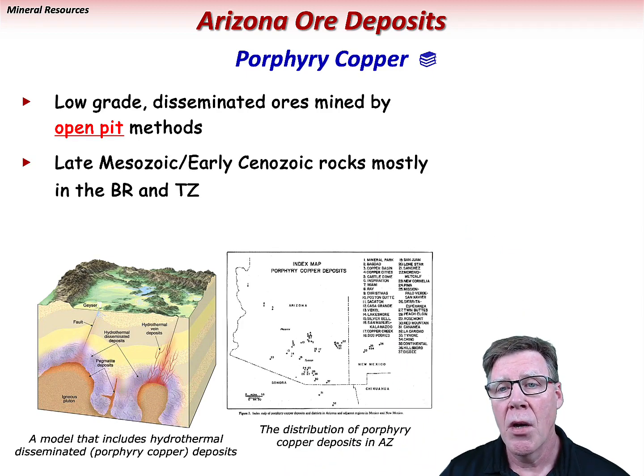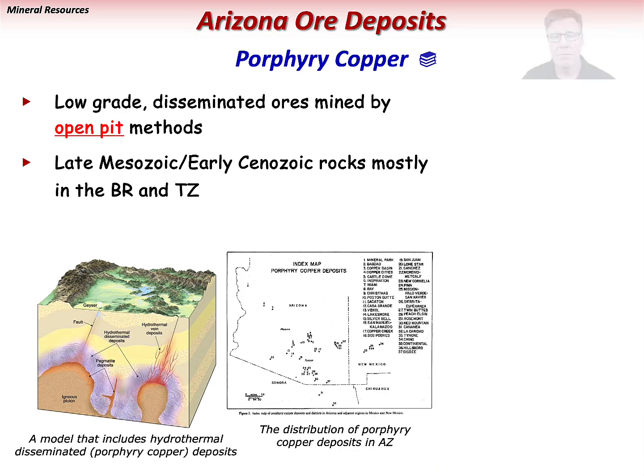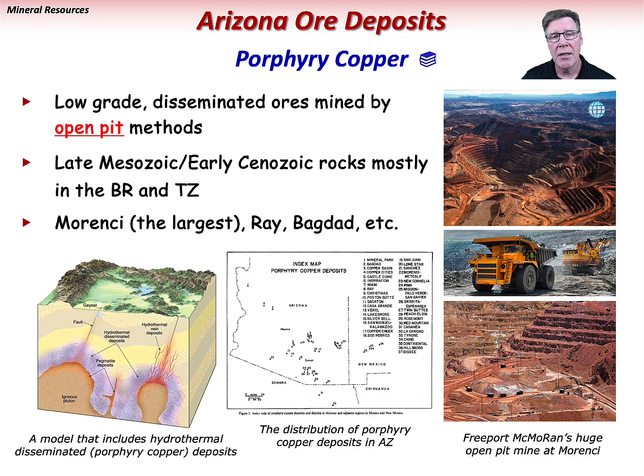In Arizona, porphyry copper deposits are mostly late Mesozoic to early Cenozoic in age and are found in the Basin and Range and Transition Zone. The Morenci open-pit mine is one of the largest in the United States and in the world for that matter. In 2012, it produced a whopping 632 million pounds of copper. Other large operations in Arizona include open-pit mines at Ray, Baghdad, Safford, and other places.